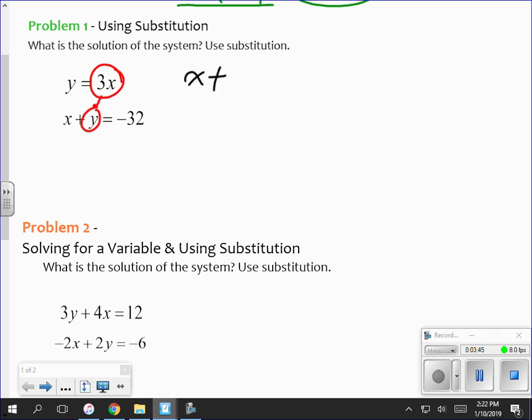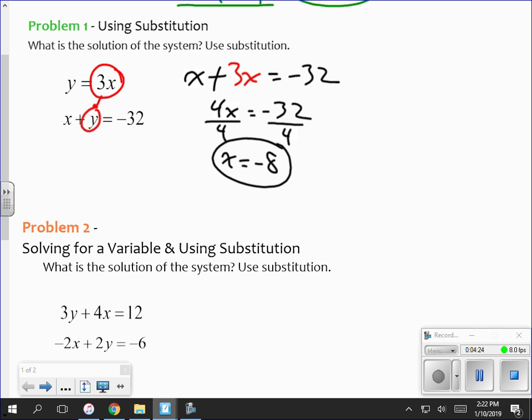So I have x plus 3x equals negative 32. I took the y, replaced it with what y is. Y is 3x. I now have one equation and one variable. I can solve that one equation per variable. I can solve this for x. First step, combine up like terms. I have 1x and 3x. It means I have 4x's. 4x equals negative 32. Divide both sides by 4. And x equals negative 8.